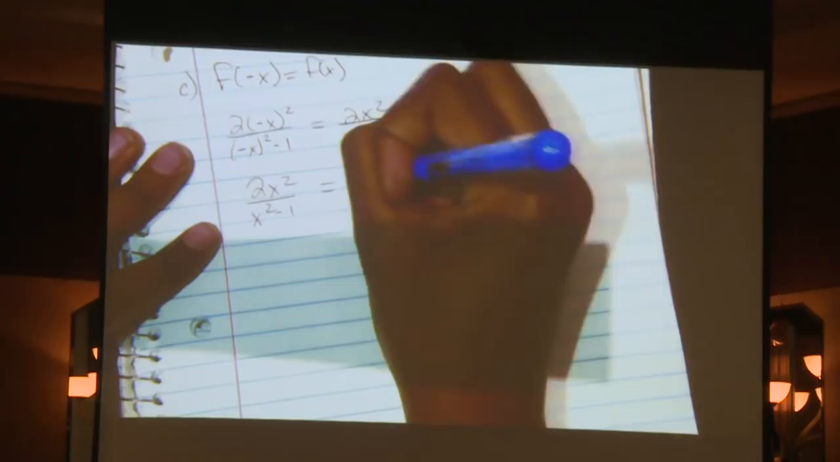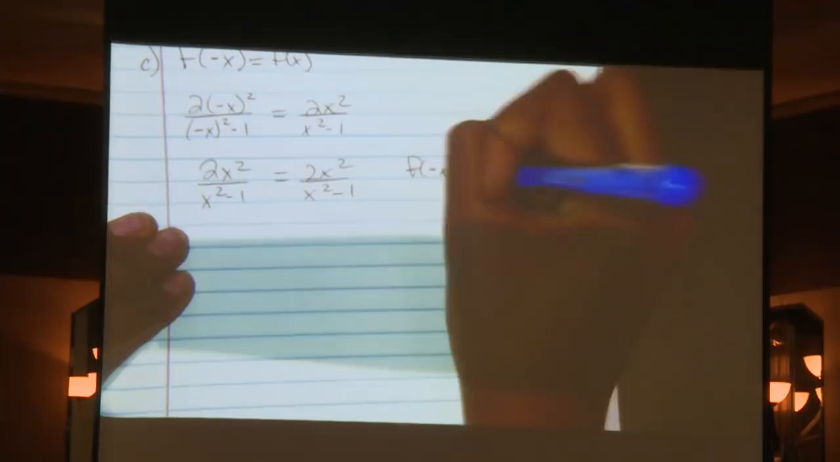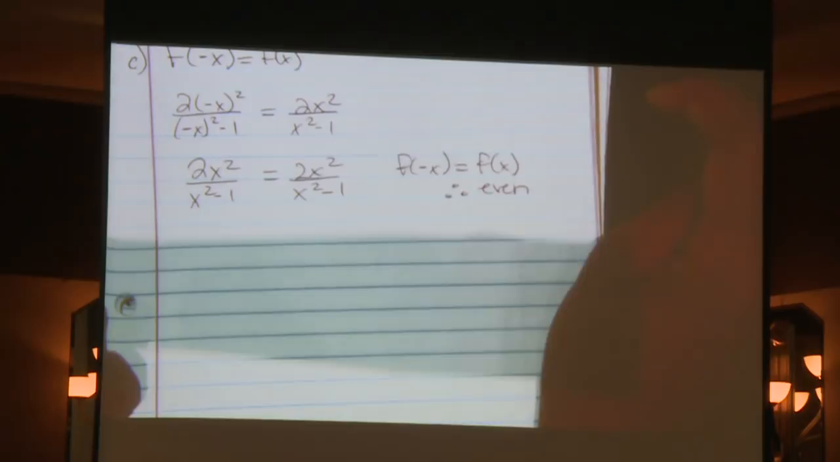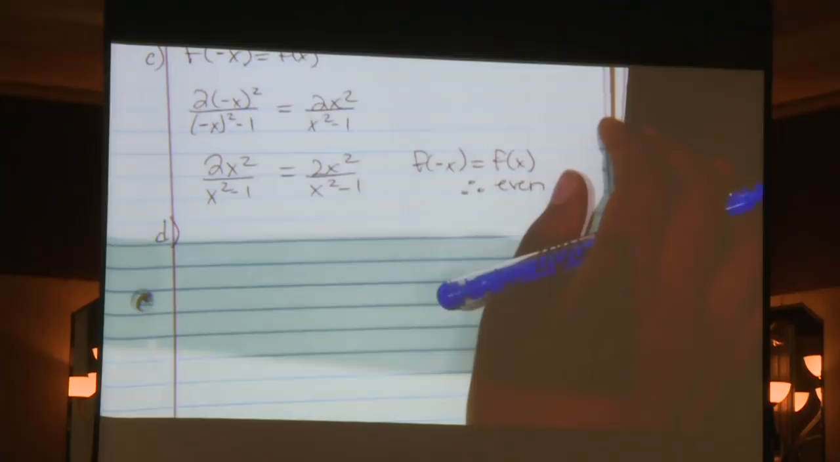Negative x squared is going to give me a positive. Negative x squared right here is going to give me a positive as well. So because my f of negative x is equal to my f of positive x, it is even. Questions? Cool. Oh, that's it. All right.